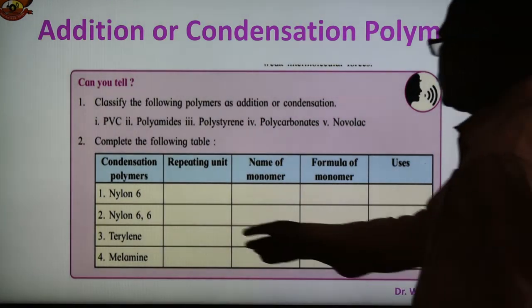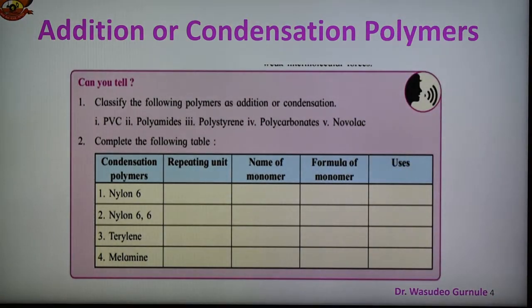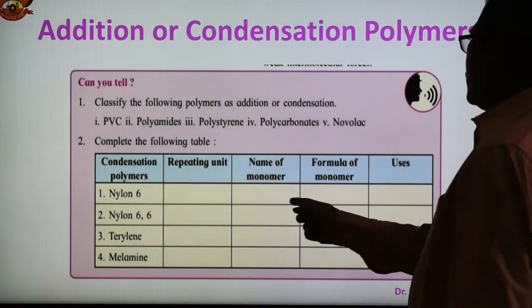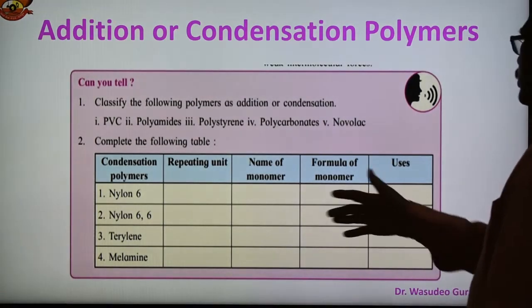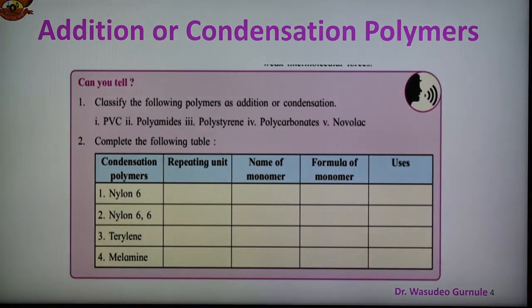In case of nylon 66, the repeating unit is there after polymerization, and the monomers in case of nylon 66 are adipic acid and hexamethylene diamine. So you have to write the monomers here, and also write the formula of the monomers. So you can complete this table. Terylene also, you have to write the repeating unit.